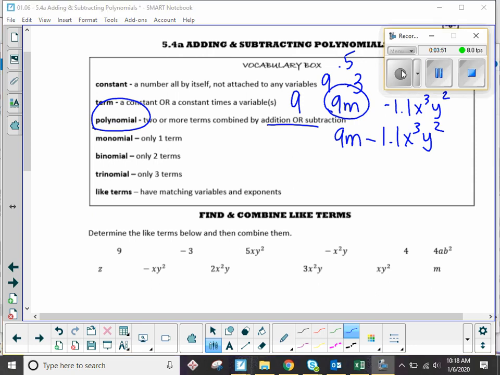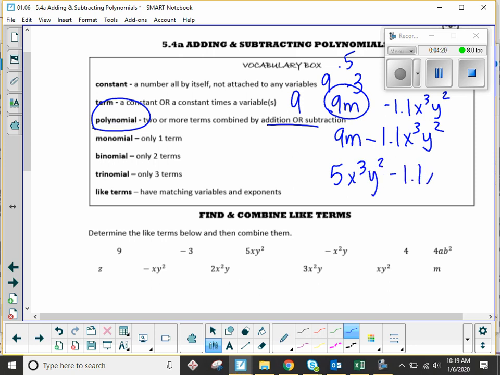Okay, so like terms are things that have matching variables. The variables in the term are exactly the same, but also the exponents on them are exactly the same. And in that case, you can actually do addition or subtraction on them. So for example, here, I can't do 9m minus 1.1 x cubed. But I could do math like this. If I had 5x cubed y squared minus 1.1 x cubed y squared, I could do that math. Because not only do they have all the same variables, but the variables have all the same exponents. They have to match exactly before you can add or subtract them.